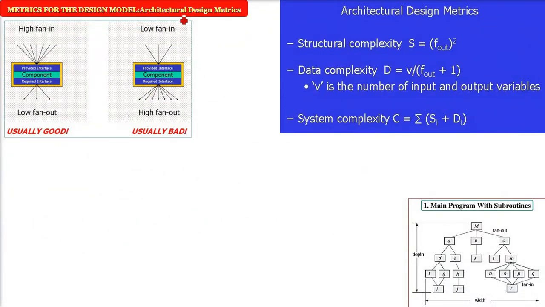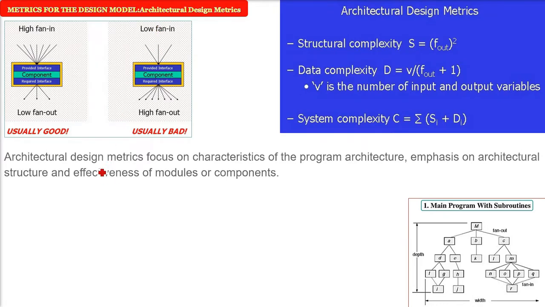Architectural design metrics. We want to find out some numbers, some quantitative measure, so that we can understand what is the present state of the architecture or the design. Architectural design metrics focus on characteristics of the program architecture, emphasizing architectural structures and effectiveness of modules or components.